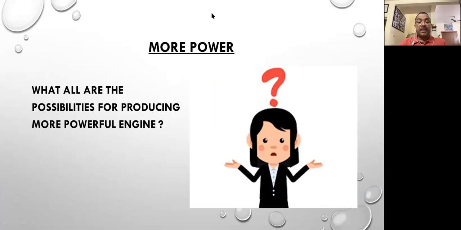Our problem right now is how to produce more power. And Rishikesh answered it correctly, by increasing the volume of the cylinder. That is one possibility. Correct.